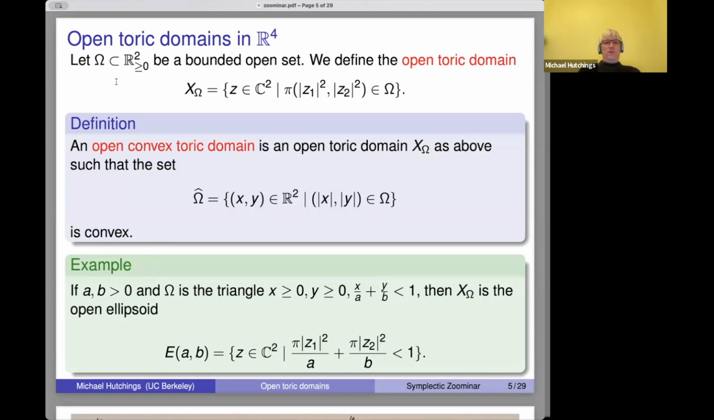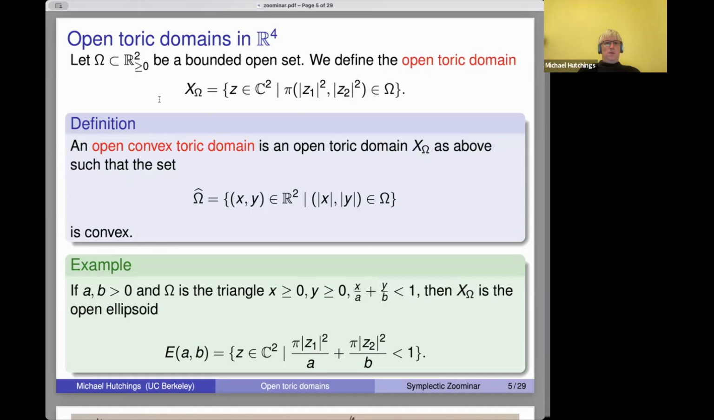So for given omega, we define the toric domain X omega. That's the set of points Z in C2, such that pi times absolute value Z1 squared, comma absolute value Z2 squared is in omega. So this pi absolute value Z1 squared, absolute value Z2 squared is the usual moment map, which generates the usual torus action on C2.